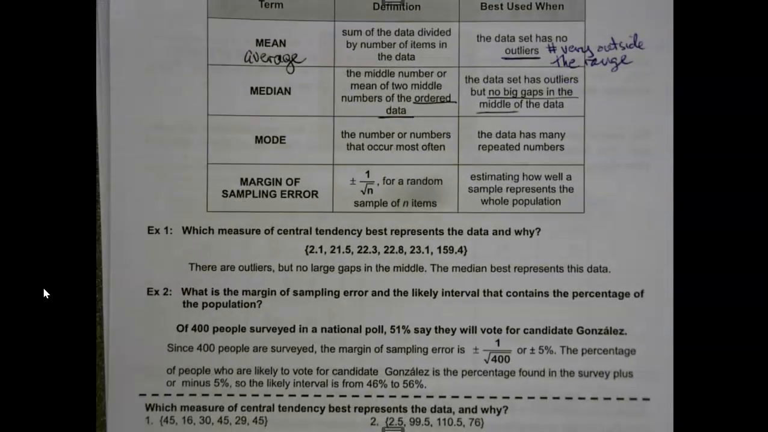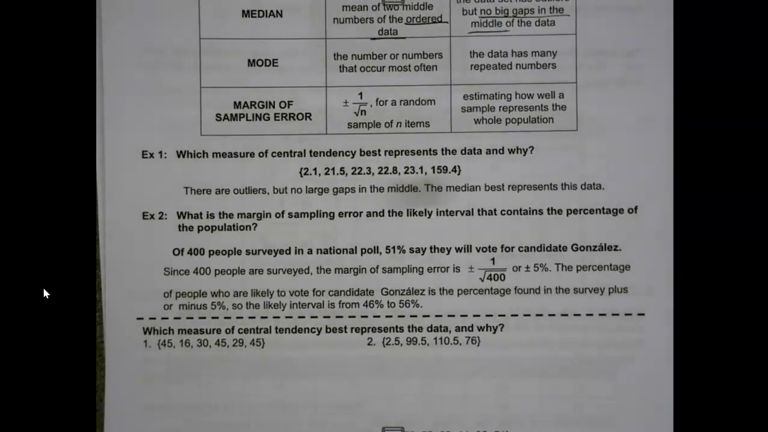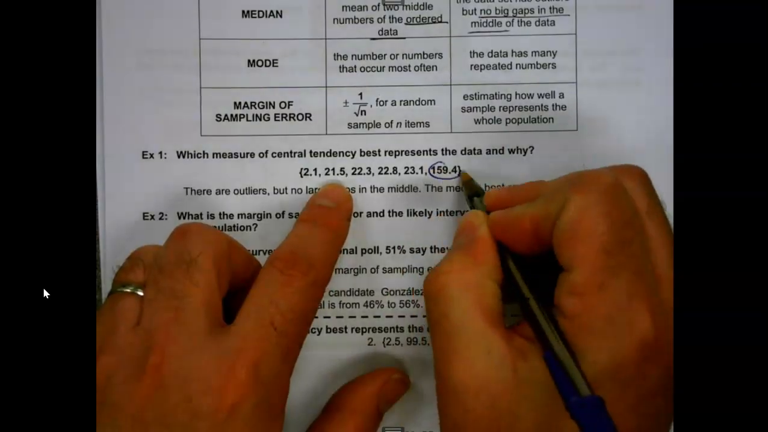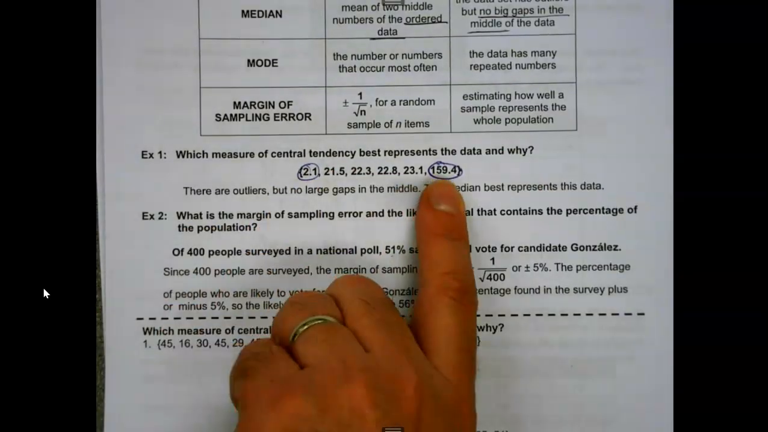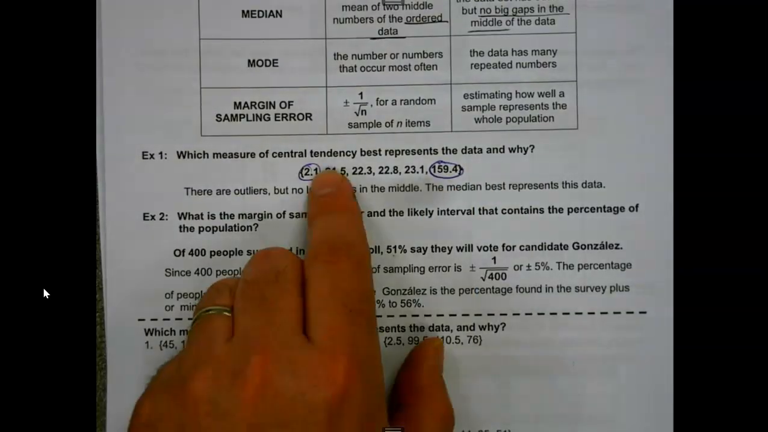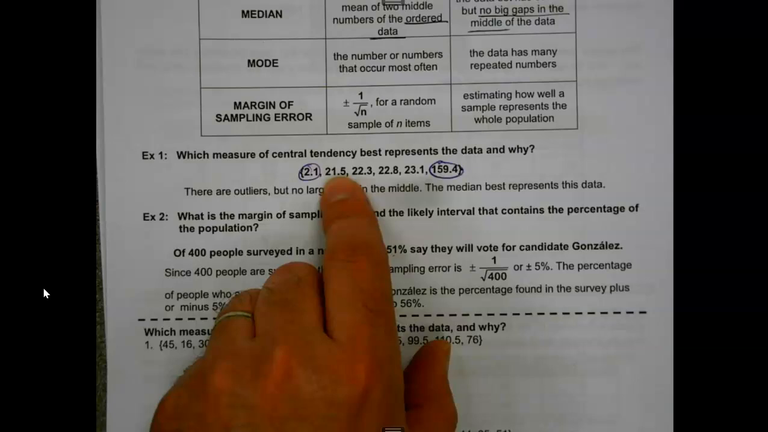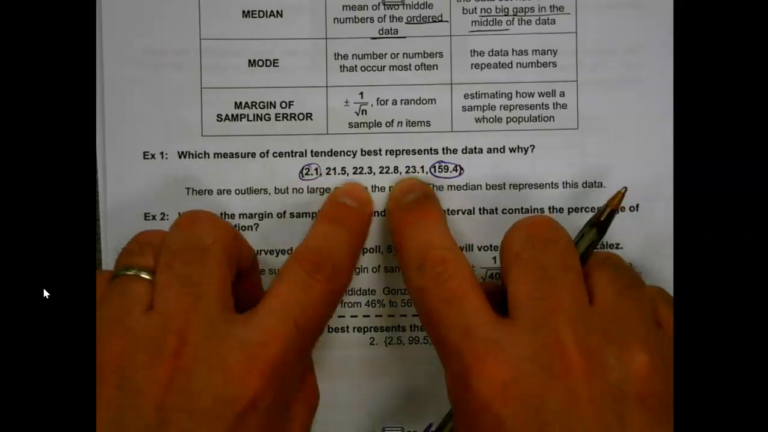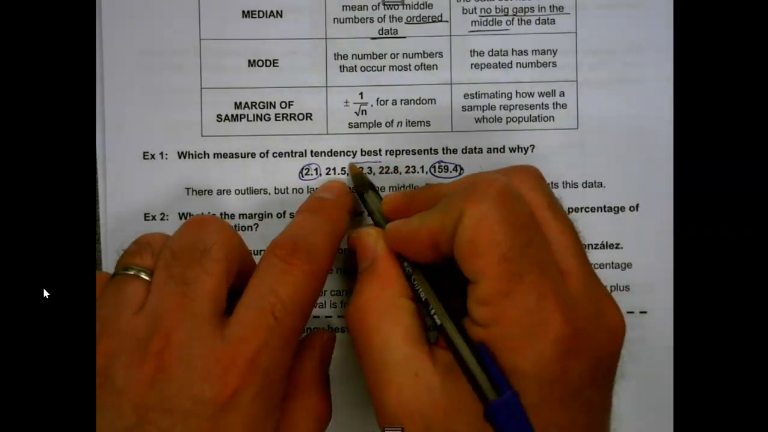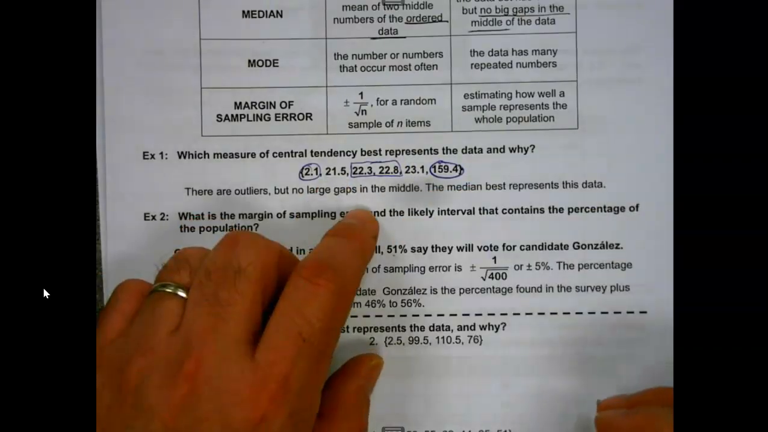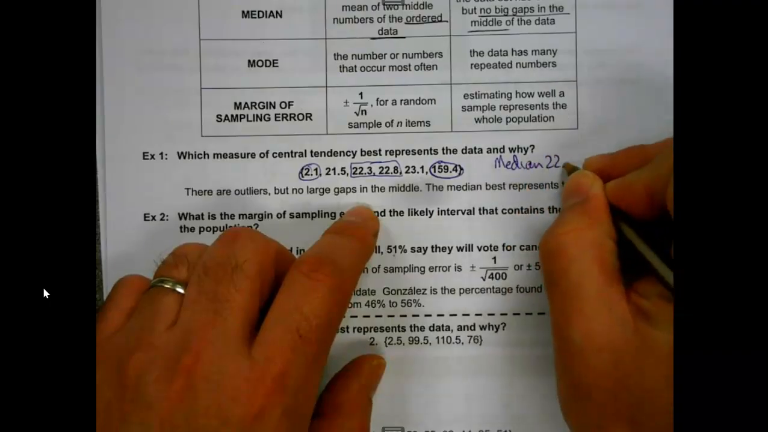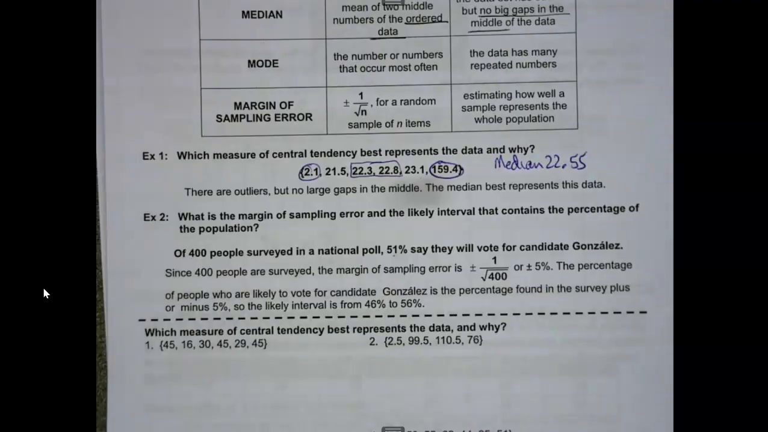Okay, first example. Which measure of central tendency best represents the data and why? Well, here these numbers are all real close to each other. This one's kind of out of range. That one's way out of range. But the numbers in the middle are all pretty close together. So the median would represent this data best. And I'd find that by working my way into the middle. So in this case, I would add those two up and divide by 2. My median would be 22.55. And that would be a more accurate depiction than a mean would.